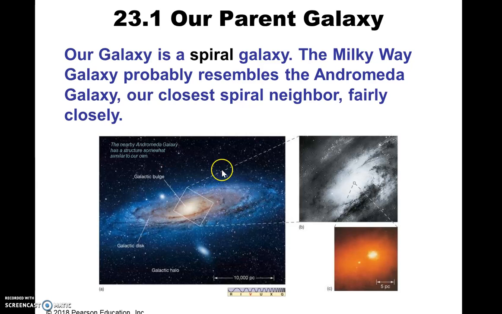When we look out, here's another spiral galaxy. This is actually the nearest spiral galaxy to us. This one is called Andromeda. This is another galaxy right here. What is that one called? I think that one's called Triangulum. Anyhow, that's not that important. So this is what we think the Milky Way would look like if we were far enough away from it.